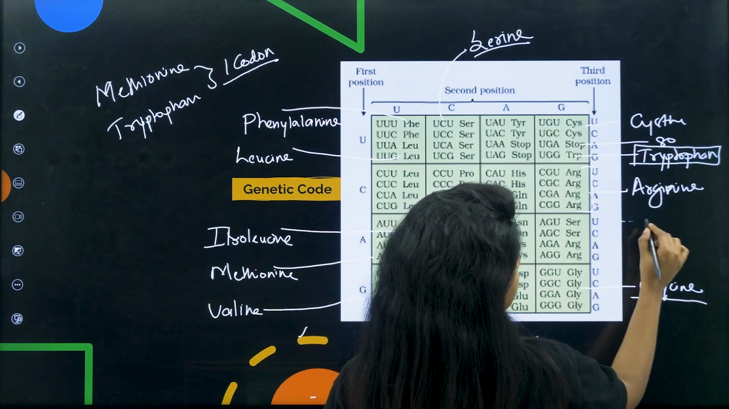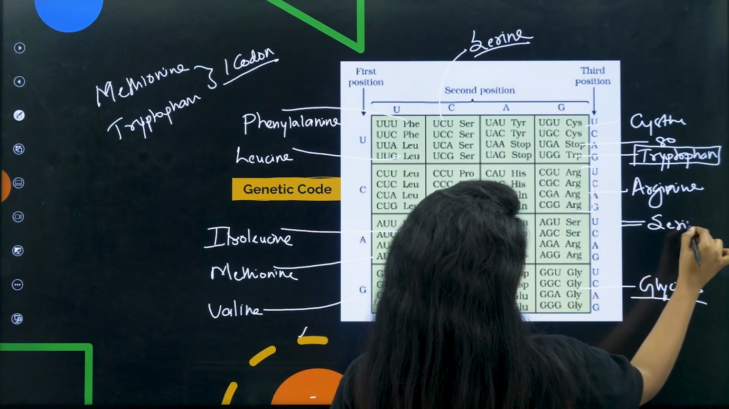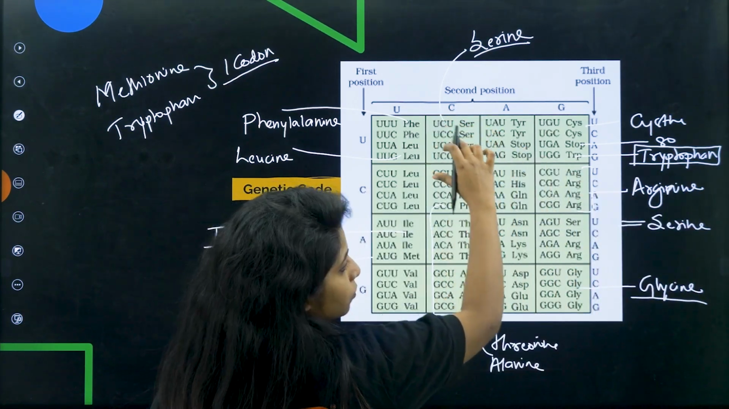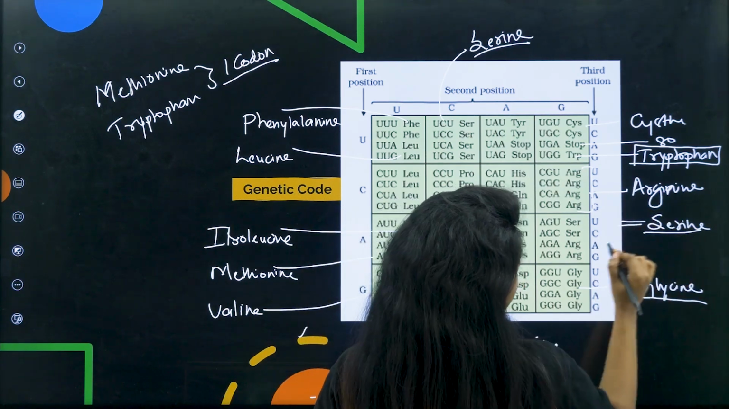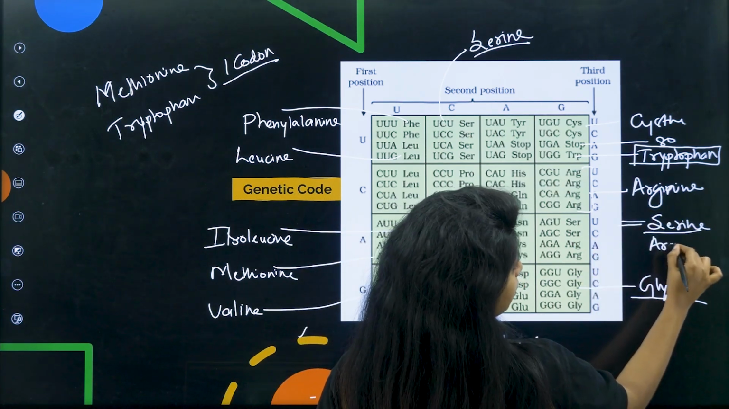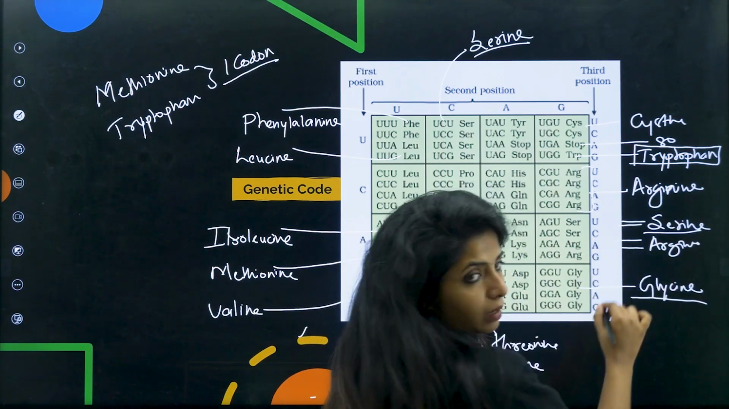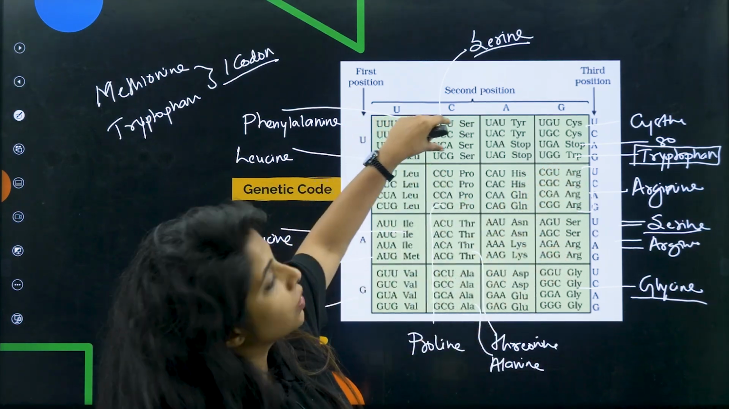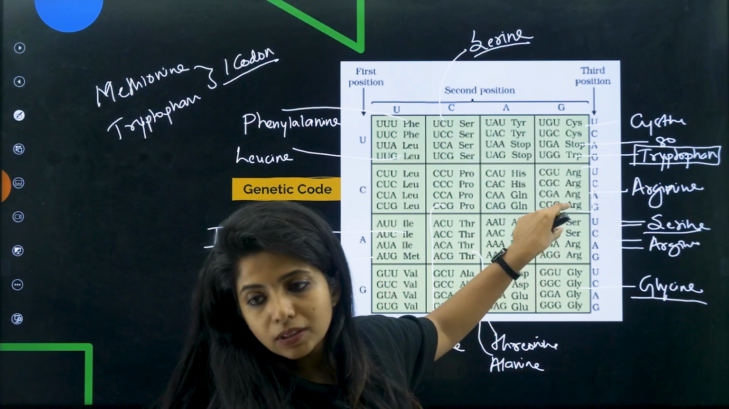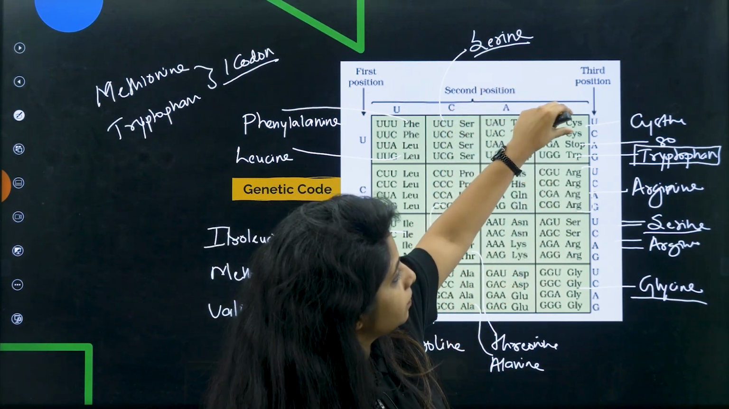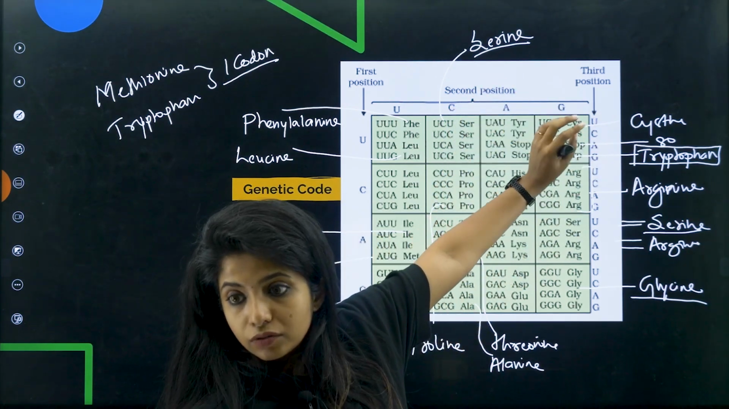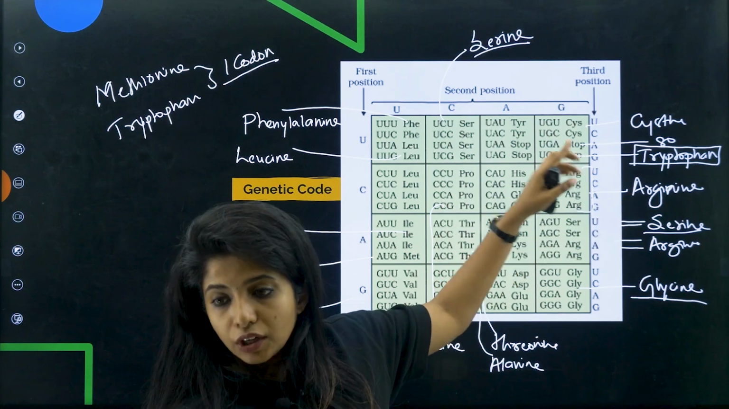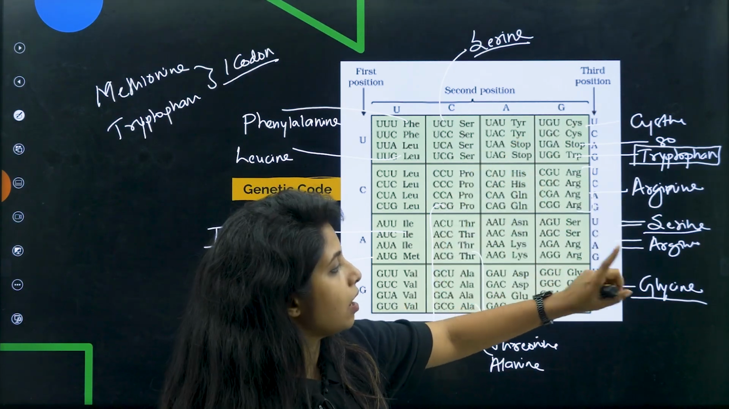Over here you have serine. Again, so serine was over here, 4 of them was there, but still it is not fitted up. So serine is there, then you have arginine. So you can remember like this, arginine had a separate thing, but still it needed some space. Similarly, serine also had a separate thing, but still it needed some space. Okay, so you have cysteine, stop, then you have tryptophan, then you have arginine, then serine, then arginine again, and then glycine.